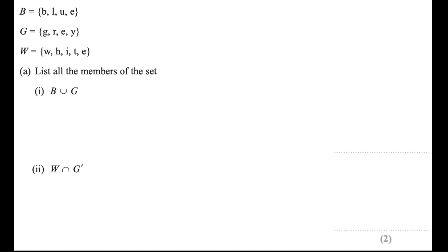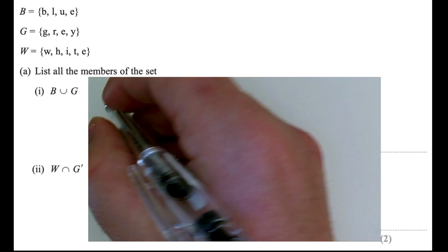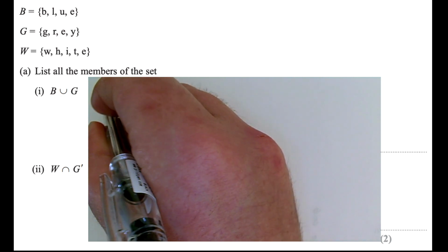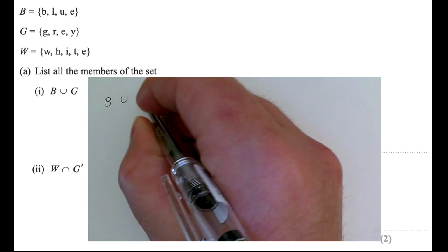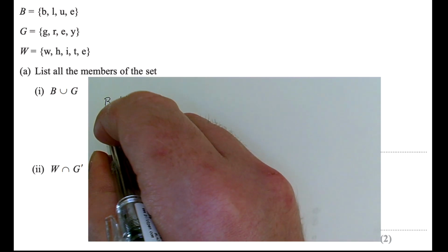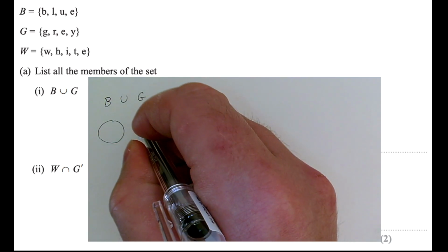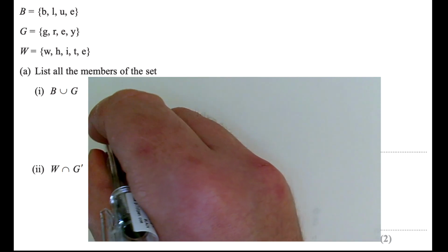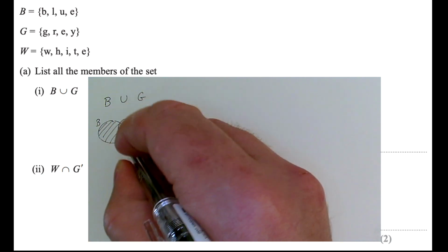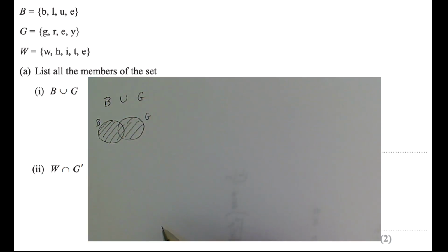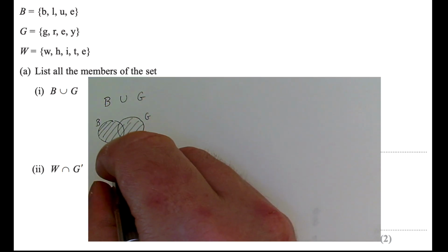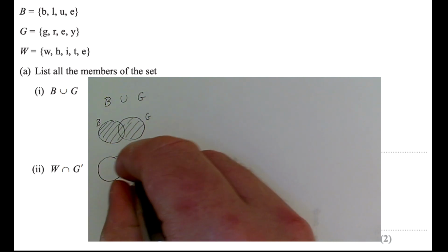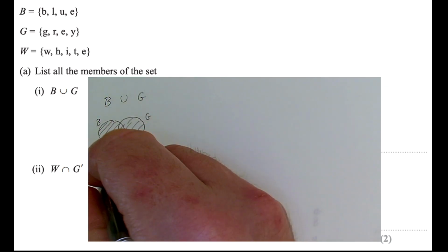Okay, here we have a set notation question, or you might know it as a Venn diagram question. We've got three sets, the sets for letters that make up blue, grey and white. And we're asked to list the members of the B or G group. So if I draw my B circle and my G circle, B or G, B union G, means everything. It can be in B or in G or in both at the same time.